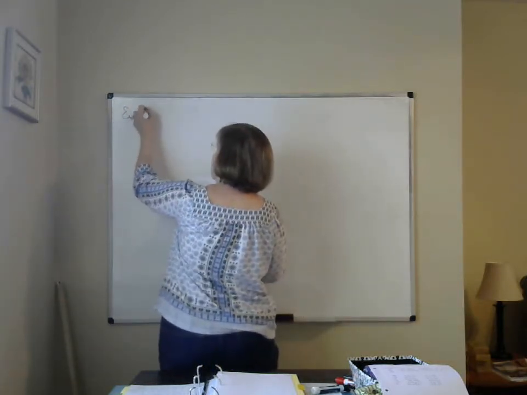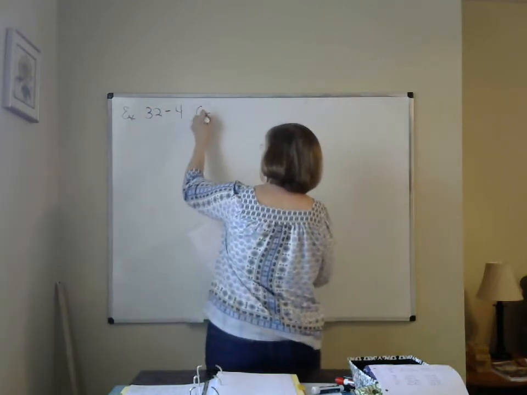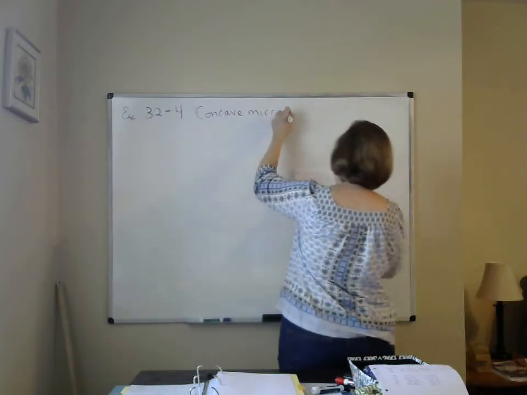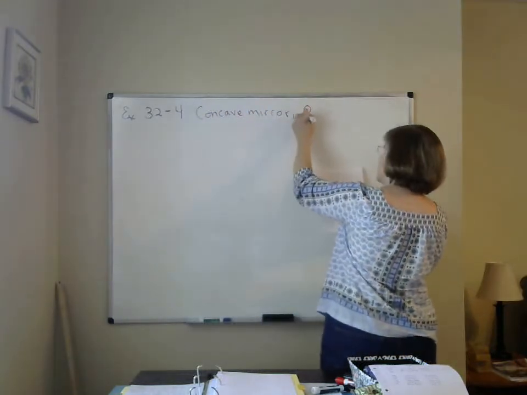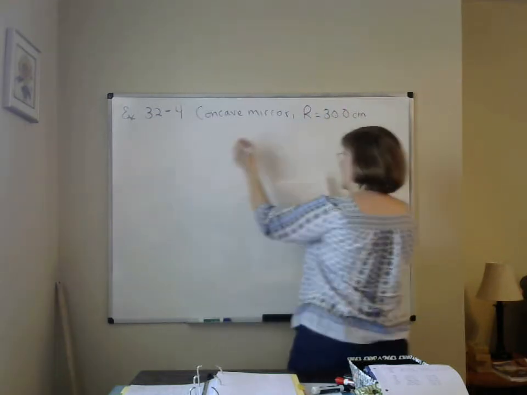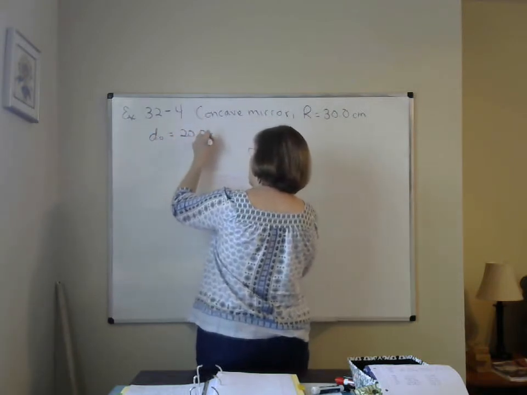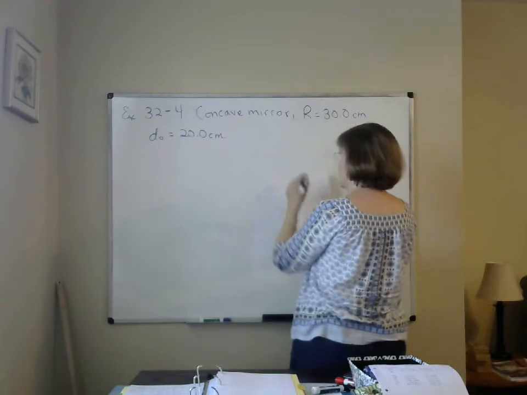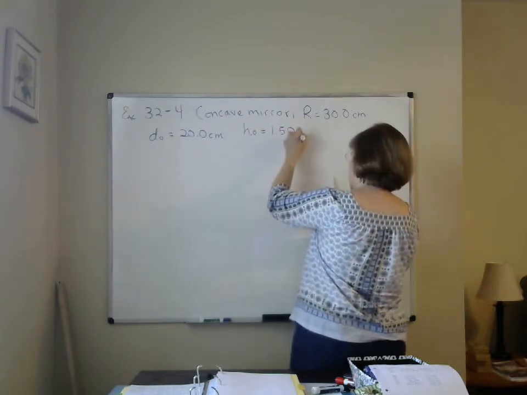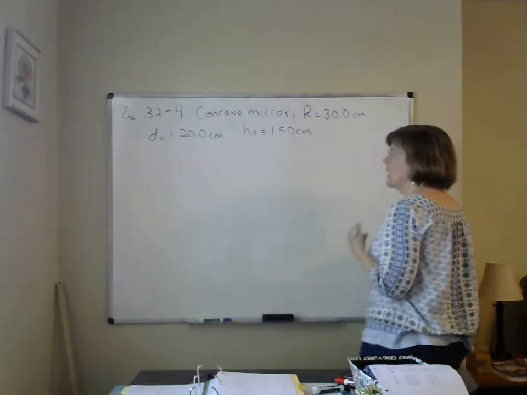First example is going to be chapter 32, example 4. It deals with a concave mirror. And that concave mirror has a radius of curvature of 30 centimeters. The object distance is 20 centimeters. So we put the object at 20 centimeters in front of the mirror. And the object has a height of 1.50 centimeters. We'll just find everything we can possibly find.